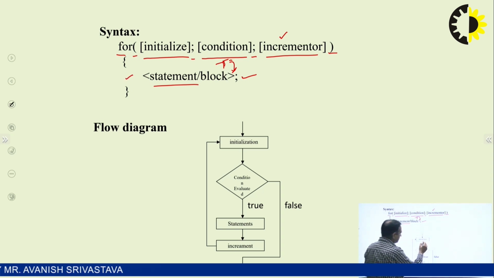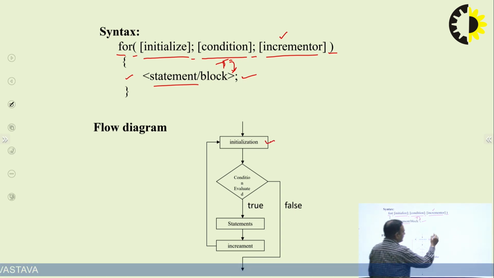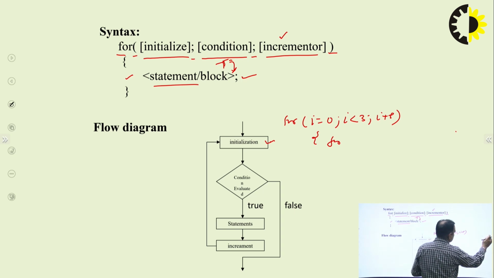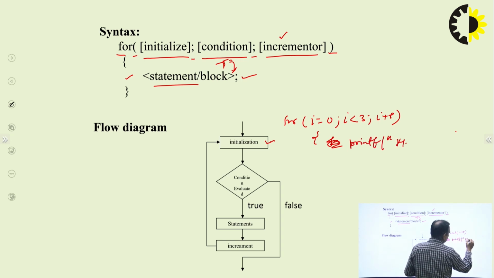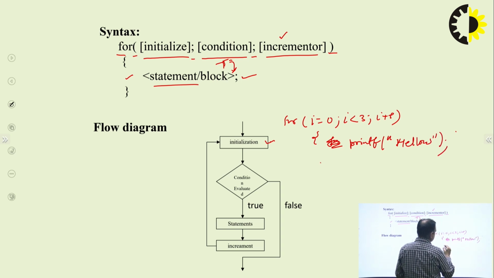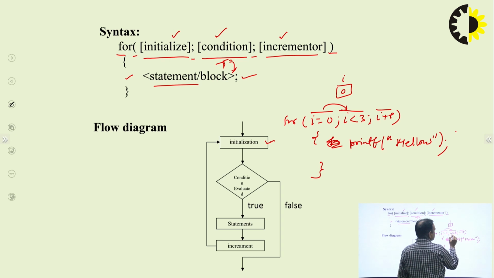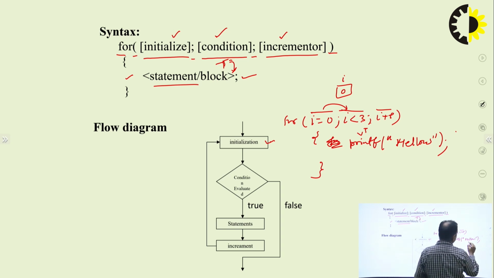Here, initialization. For I equal to 0, I less than 3, I plus plus, printf hello. You can better understand: initialization, semicolon, condition, semicolon, and increment. For I equal to 0, 0 less than 3, condition true. If the condition is true, then hello will be printed.